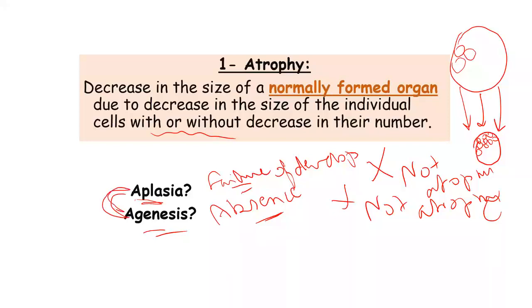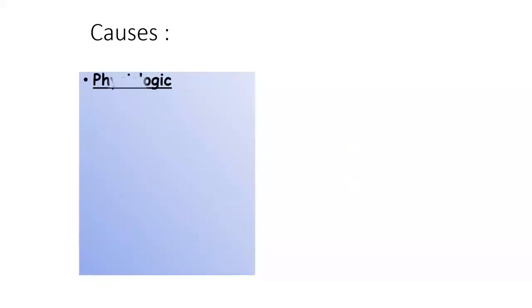What are the causes of atrophy? We have a very long list. We have physiological causes and we have pathological causes. In the physiological causes of atrophy, you have atrophy of the lymphoid tissues at the thymus and appendix, and this is physiological.